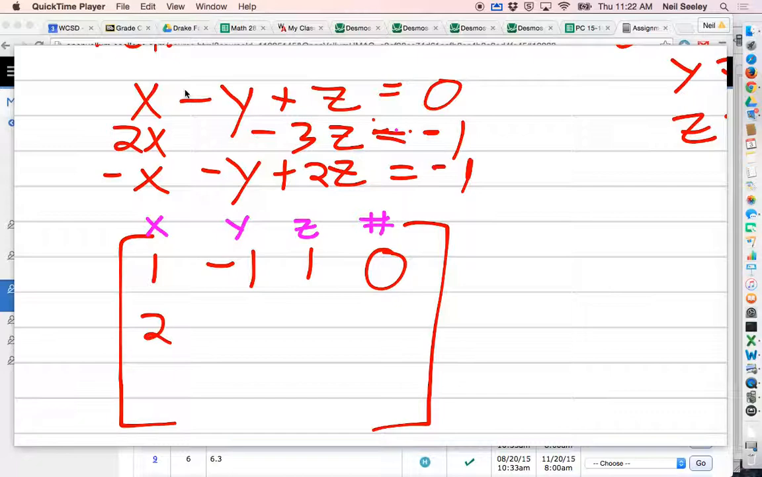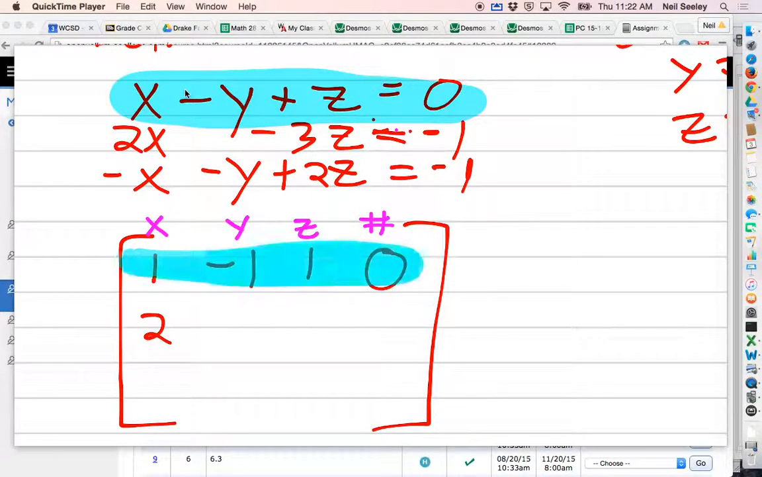The next line, remember I'm grabbing the x, y, z coefficients and the numbers, so that top row right there, I just wrote in a different matrix form. Cool. Now below, the next row, I got 2x, I don't have a y, so you got to put a 0 in that spot. Negative 3, negative 1. So zeros for any missing variables.